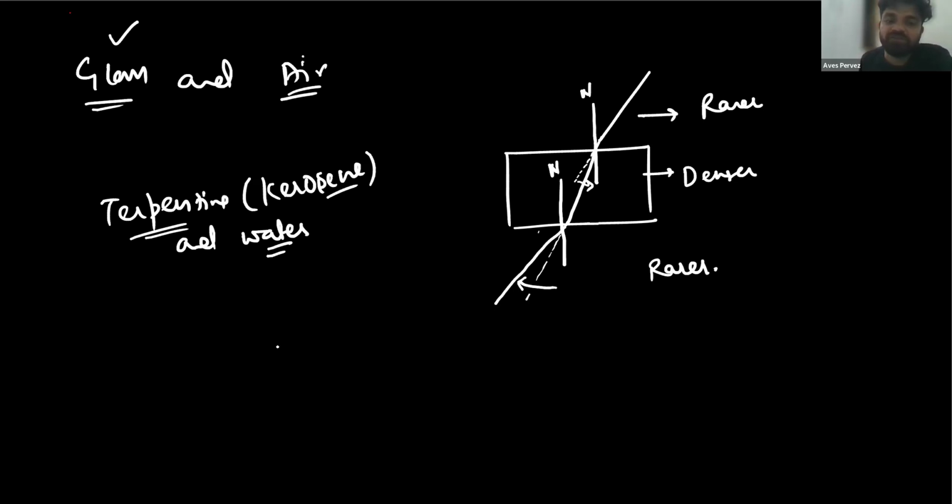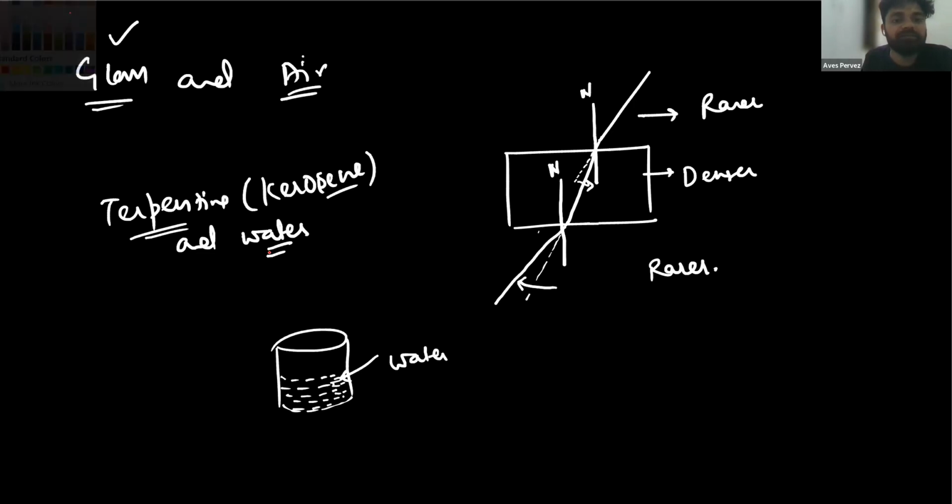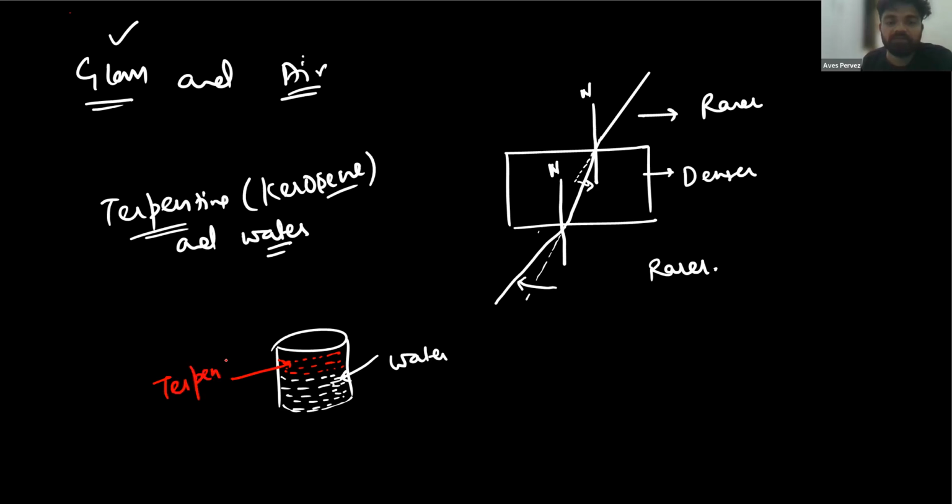Accordingly, if you see a mixture of turpentine and water, you will see that water will be at the bottom. This is water, and the turpentine will be at the top. The oils come at the top. What does this indicate? This is turpentine. It indicates that water is heavier or denser than kerosene.